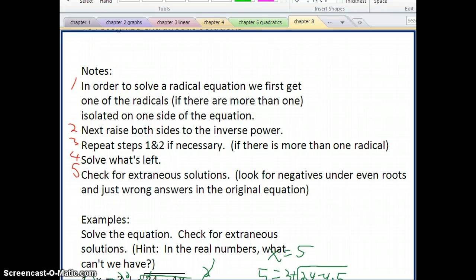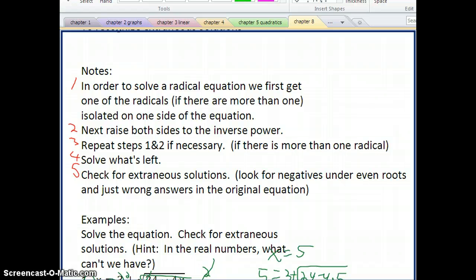Step 3 is to repeat steps 1 and 2 if necessary. It will be necessary if there is more than one radical in the equation. Step 4, solve what's left. Sometimes we'll get a result that's a quadratic equation, sometimes we'll get a linear equation, sometimes we'll get cubic or quartic equations. So this will remind us of some of the things we learned in first semester about how to solve an equation. And last but not least, we take our solutions, check them into the original equation, and see whether or not they are extraneous.